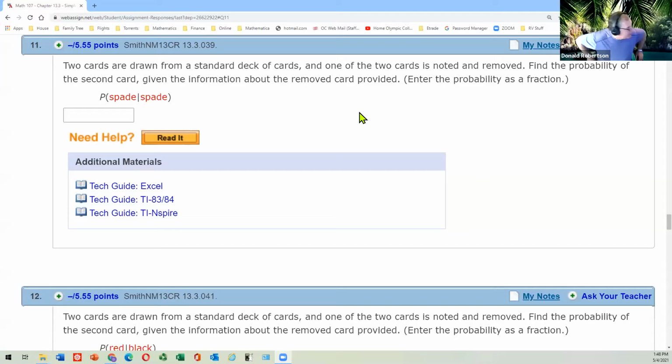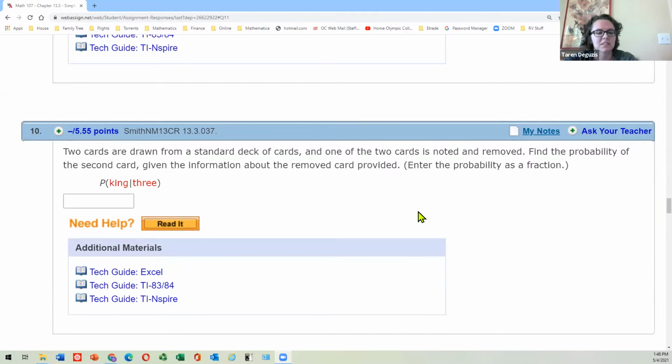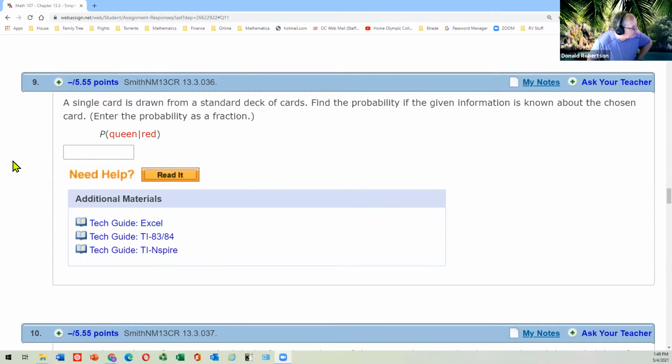Okay, so 2 cards are drawn from a standard deck, and one of the 2 cards is noticed and removed. Oh no, this is not the same question. This is a 2-card question, because you take it and then you remove it, and that is not the same. Oh, wow. That must be why I was getting these wrong. Yes. We haven't done those ones. We've done the single ones, which is question 9. So now it's time to do the double ones.